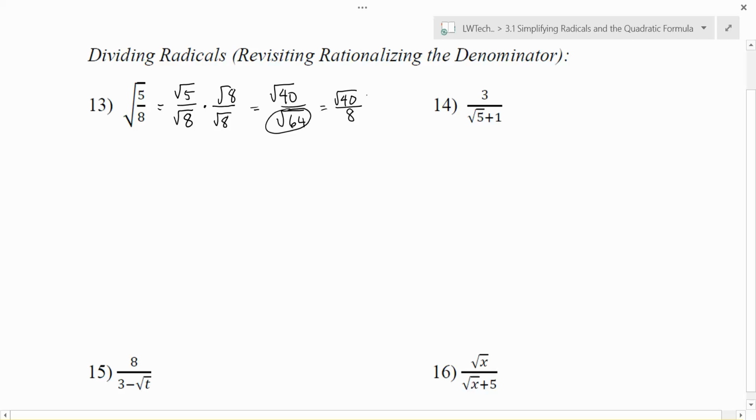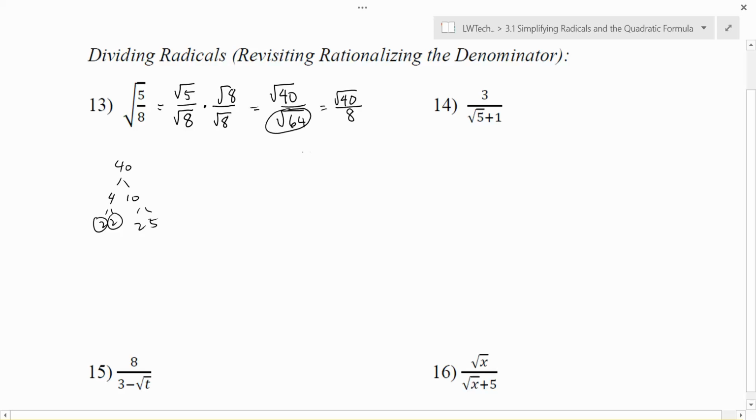So in that way, we're able to get rid of the square root in the denominator by cleverly multiplying by the square root of 8 over the square root of 8. Again, this answer isn't quite done yet because if you recall, 40 has 4 in there, which is a pair of 2's.